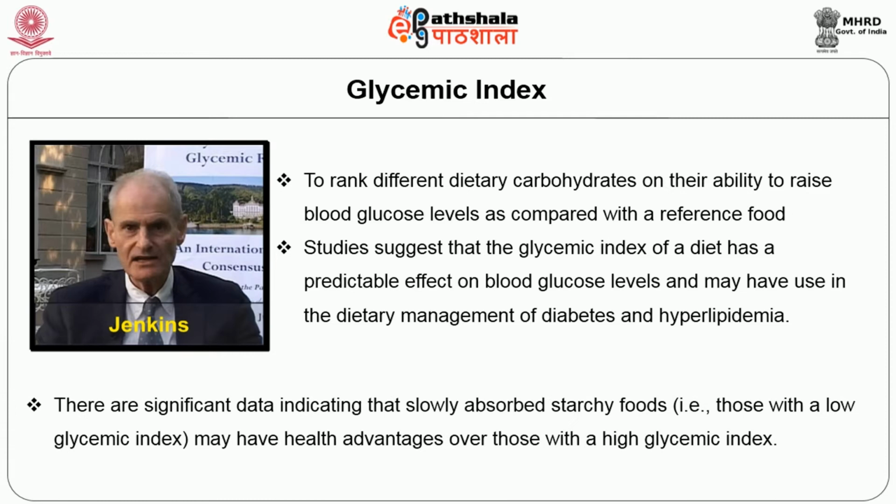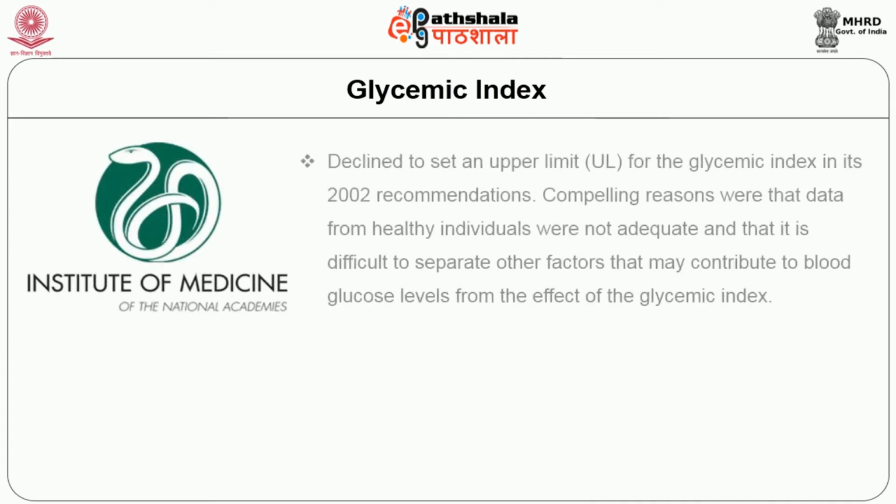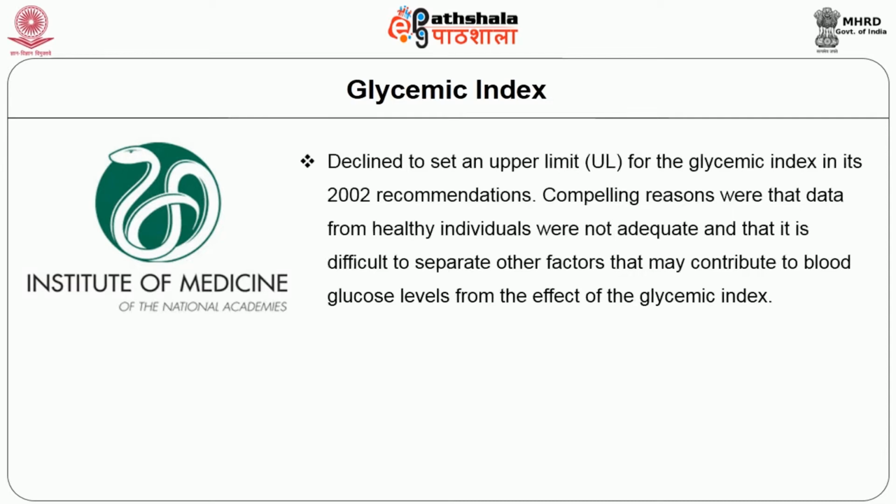There are significant data indicating that slowly absorbed starchy foods, that is, those with a low glycemic index, may have a health advantage over those with a high glycemic index. However, the Institute of Medicine declined to set an upper limit, which is UL, for the glycemic index in its 2002 recommendations. Compelling reasons were that data from healthy individuals were not adequate and that it is difficult to separate other factors that may contribute to blood glucose levels from the effect of the glycemic index.